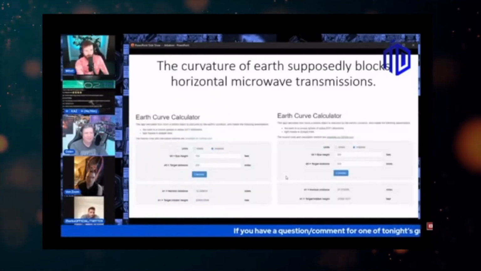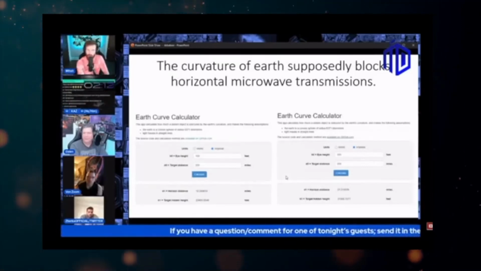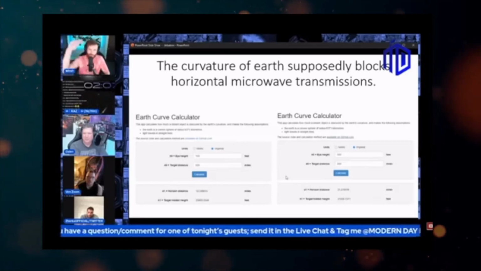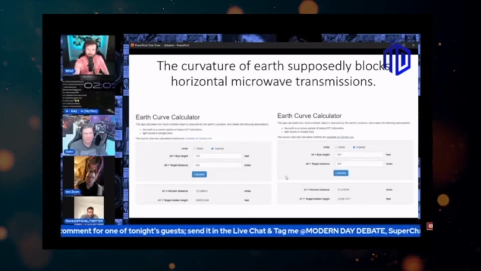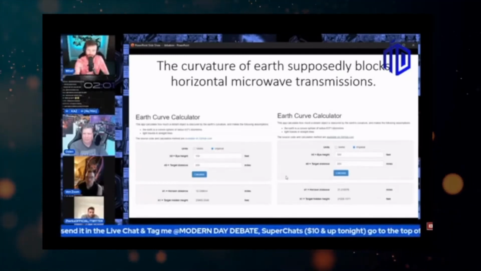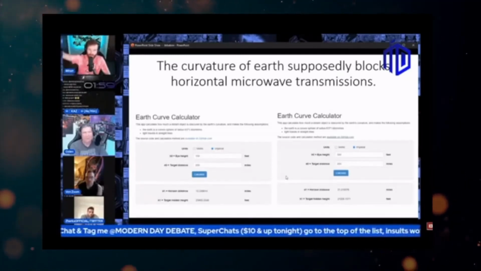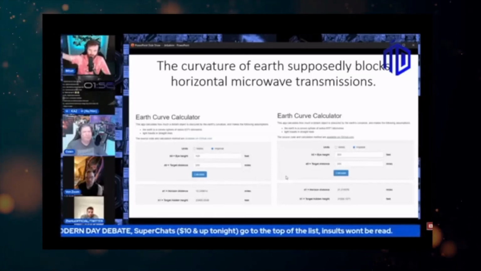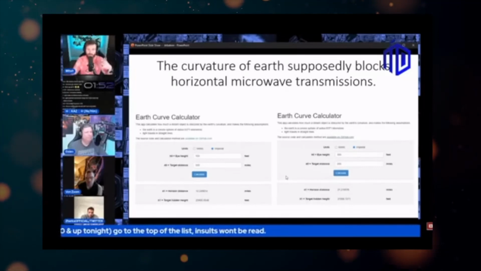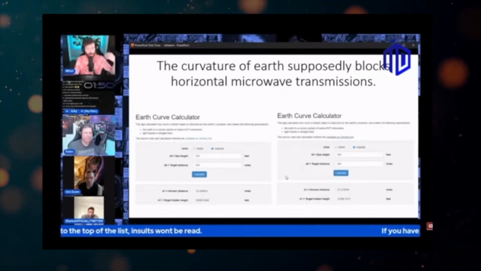Well, if we look at the curvature of the Earth, it is supposedly going to block these horizontal microwave transmissions, right? So say we're a 100-foot tall tower. At 200 distant miles, we should have 23,495 feet of curvature blocking the obstruction or obstructing the actual target, right? And then we should only go 12 miles. If we're 300 feet up, then it should only go 21 miles.